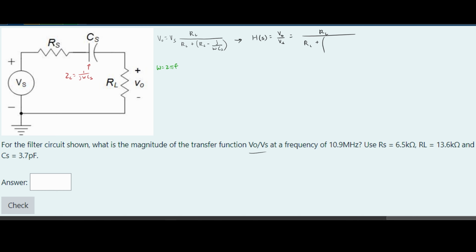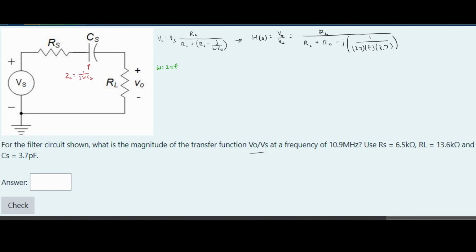From here, we actually don't need the parentheses anymore because our RL and our RC are both constant resistors. We're going to have to do this imaginary number stuff separately, right now. So we have minus J, which is basically I for imaginary number. Inside of here, we're going to have 1 divided by, because when we factor out the J, we just have a 1 on top, 2 pi times our frequency, which here is 10.9 megahertz, mega being 10 to the 6th, times our capacitance, which is 3.7 picofarads. And pico is 10 to the negative 12th in measurements.